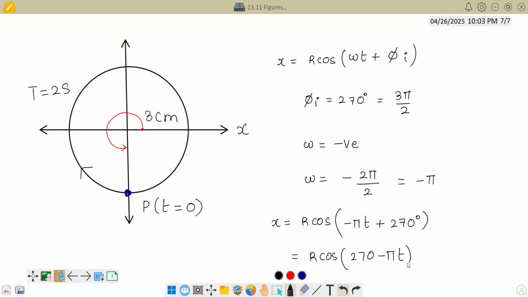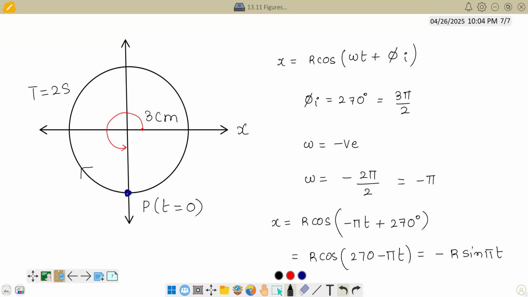Cos(270 minus theta) value would be, this is 0, this is 90, this is 180, this is 270. 270 minus theta would be in third quadrant. So you'll get minus r sin pi t. This will be the value.